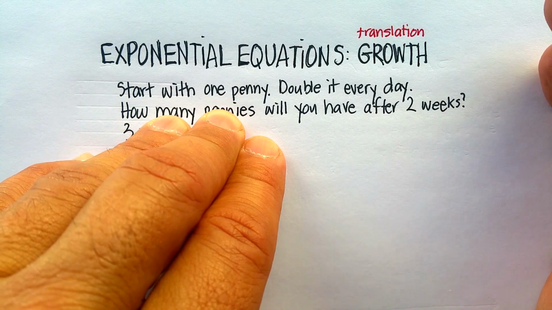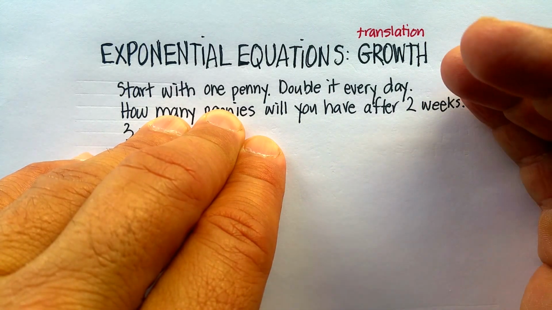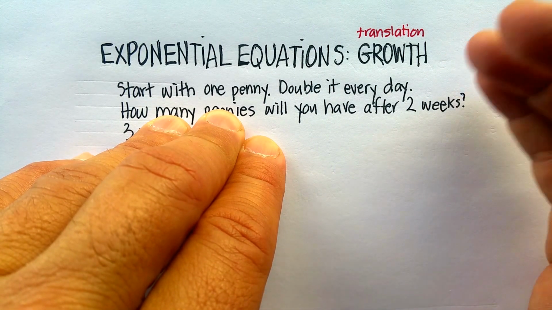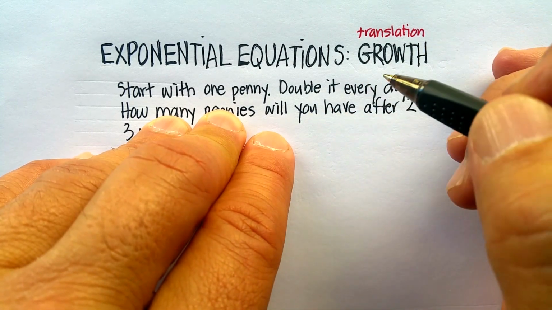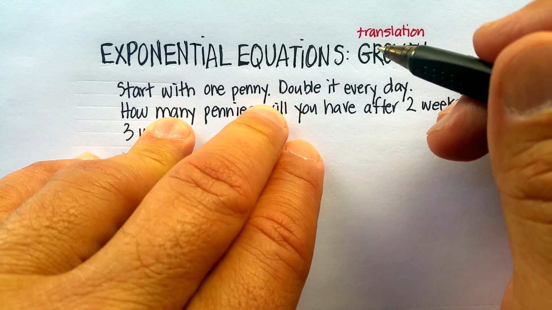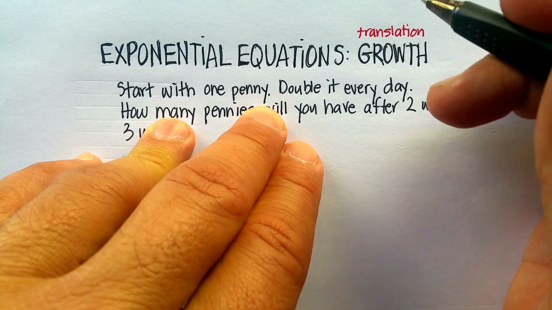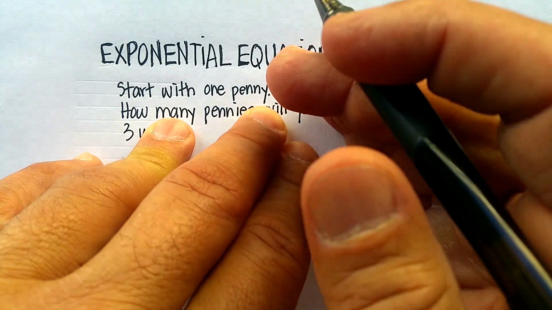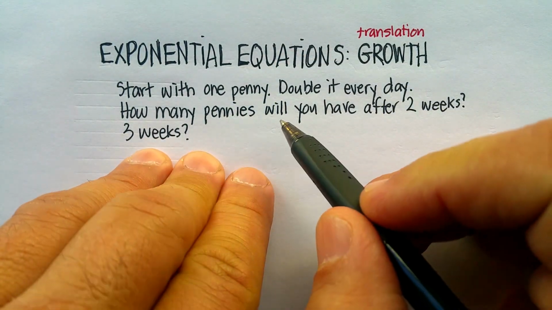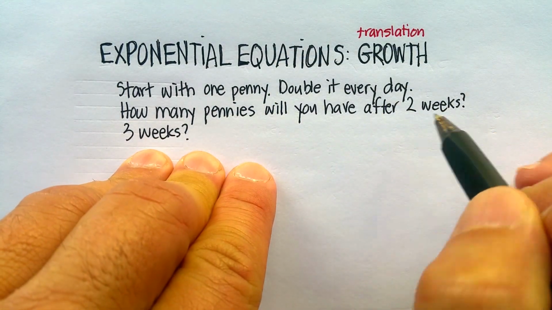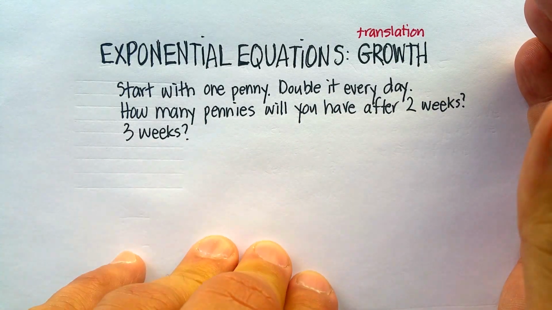So, day 2, you'd have 2 cents. Day 3, you'd have 4 cents. Day 4, you'd have 8 cents, et cetera, et cetera. You just keep on doubling the previous day. And the question is, how many pennies, or what will your allowance be after 2 weeks, and what would your allowance be after maybe 3 weeks?